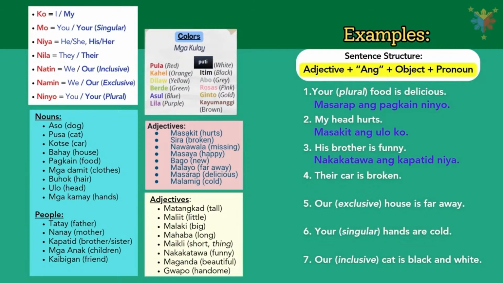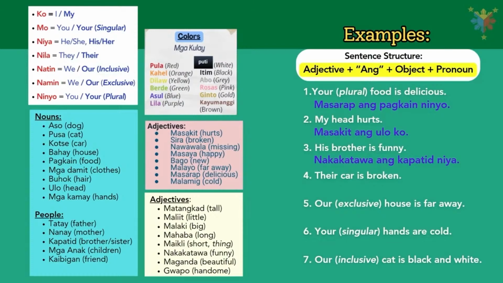Nakakatawa ang kapatid niya. So kapatid is one of those words that's gender neutral. If you wanted to be specific and say brother, like this sentence is perfectly fine, but you could go further and say, nakakatawa ang kapatid na lalaki niya. Or nakakatawa ang kapatid niya na lalaki. But usually you can just say, nakakatawa ang kapatid niya.